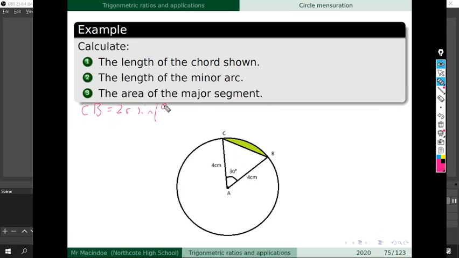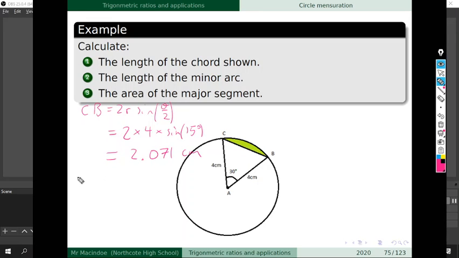So the chord, it's CB. CB is 2r sine theta on 2. So we're doing 2 times 4 times sine of theta on 2, so it's 30 on 2, so it's 15 degrees. And if I get out my calculator, 8 times sine of 15, my calculator tells me that that is 2.071 centimeters.